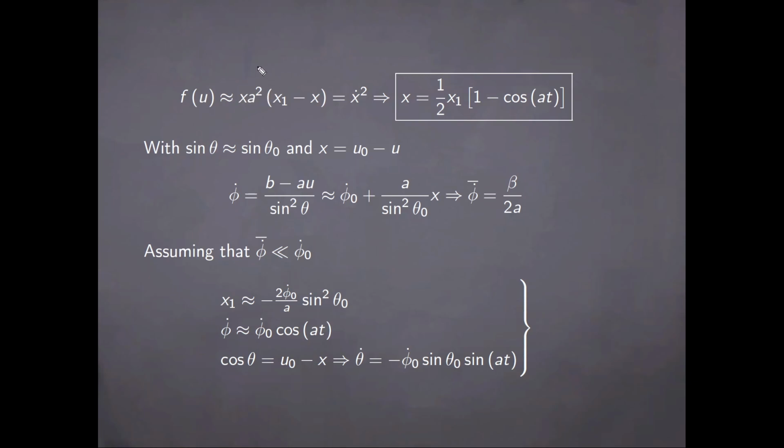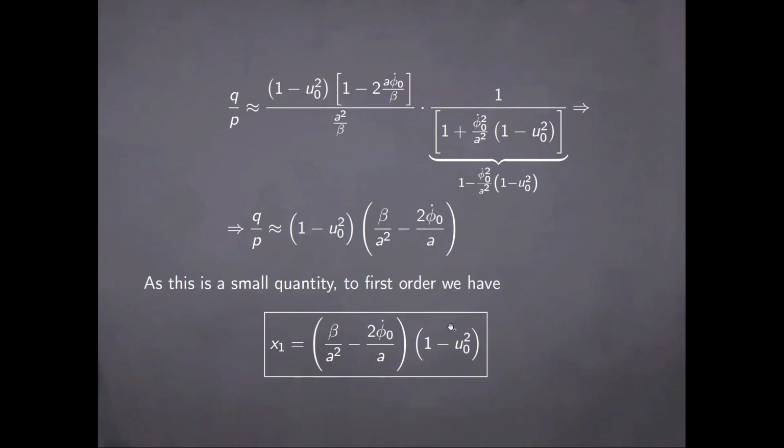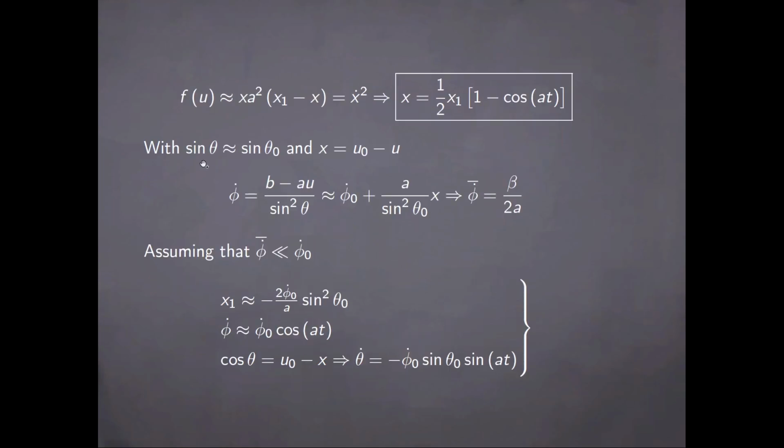So f of u can be approximated by this function, which is equal to the squared time derivative of the variable x, and by using the exact same trick of doing a change of variables, changing to the variable y with the exact same functional relation to x, we can once again find that the extent of nutation evolves in time according to this function, but with the coefficient x1 given by the value here.